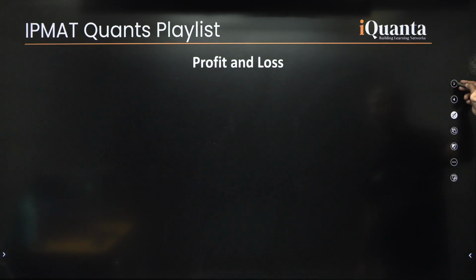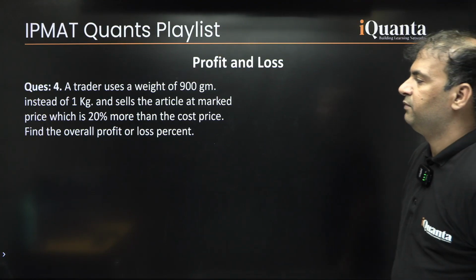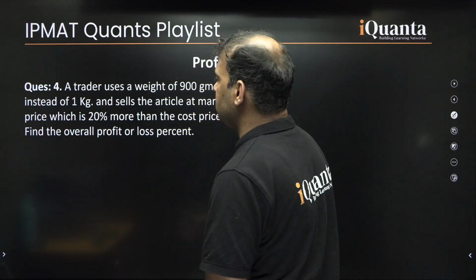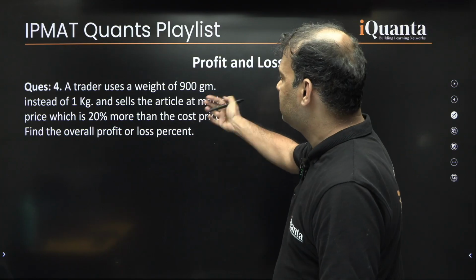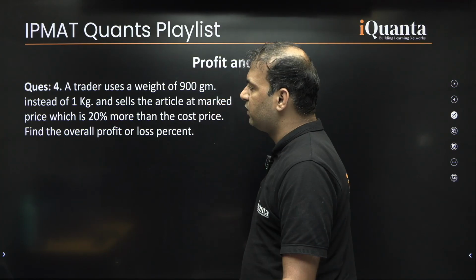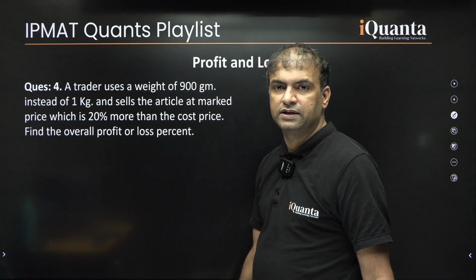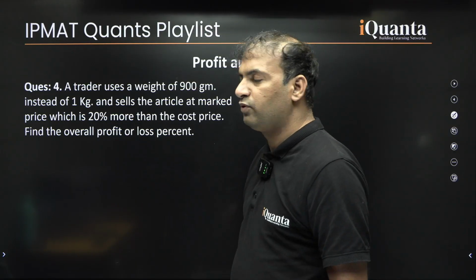Now let's increase the level a little bit, right? This time what is given: the trader uses a weight of 900 grams instead of 1 kg, the same kind of sentence, but this time he sells at the marked price, which is 20% more than the cost price. So we have to find the overall profit or loss percentage.